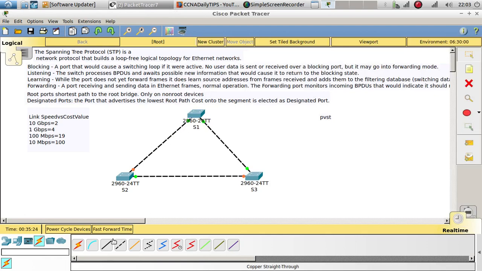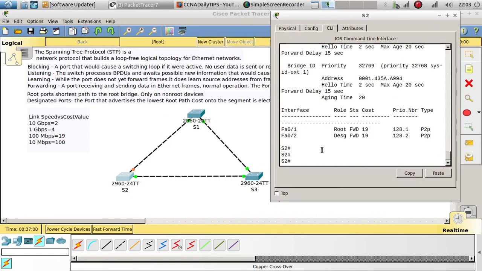And what's going to happen, as you can see right here, it's already switched. So switch 2, as you can see, used to have Fast Ethernet 1 as a root and 02 as a designated. What happened now is that switch 2 on Fast Ethernet 2 is going to have the root port right here, and Fast Ethernet 1 is going to be designated, and the state is going to be blocking, as you can see right here.